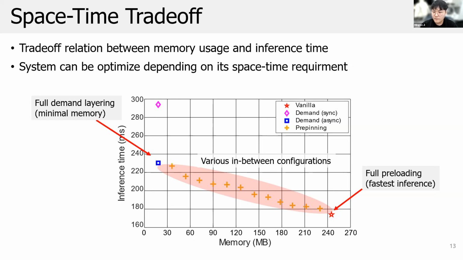There are several pre-pinning configurations between full preloading and full demand layering in the graph. Among the pre-pinnings, the leftmost point is the result of pre-pinning the fewest layers, causing the largest GPU idling. As I pin more layers, I get the remaining points where I can clearly see the space and time trade-off trend. We'll be able to determine the optimal point taking into account the space and time requirements of the application.